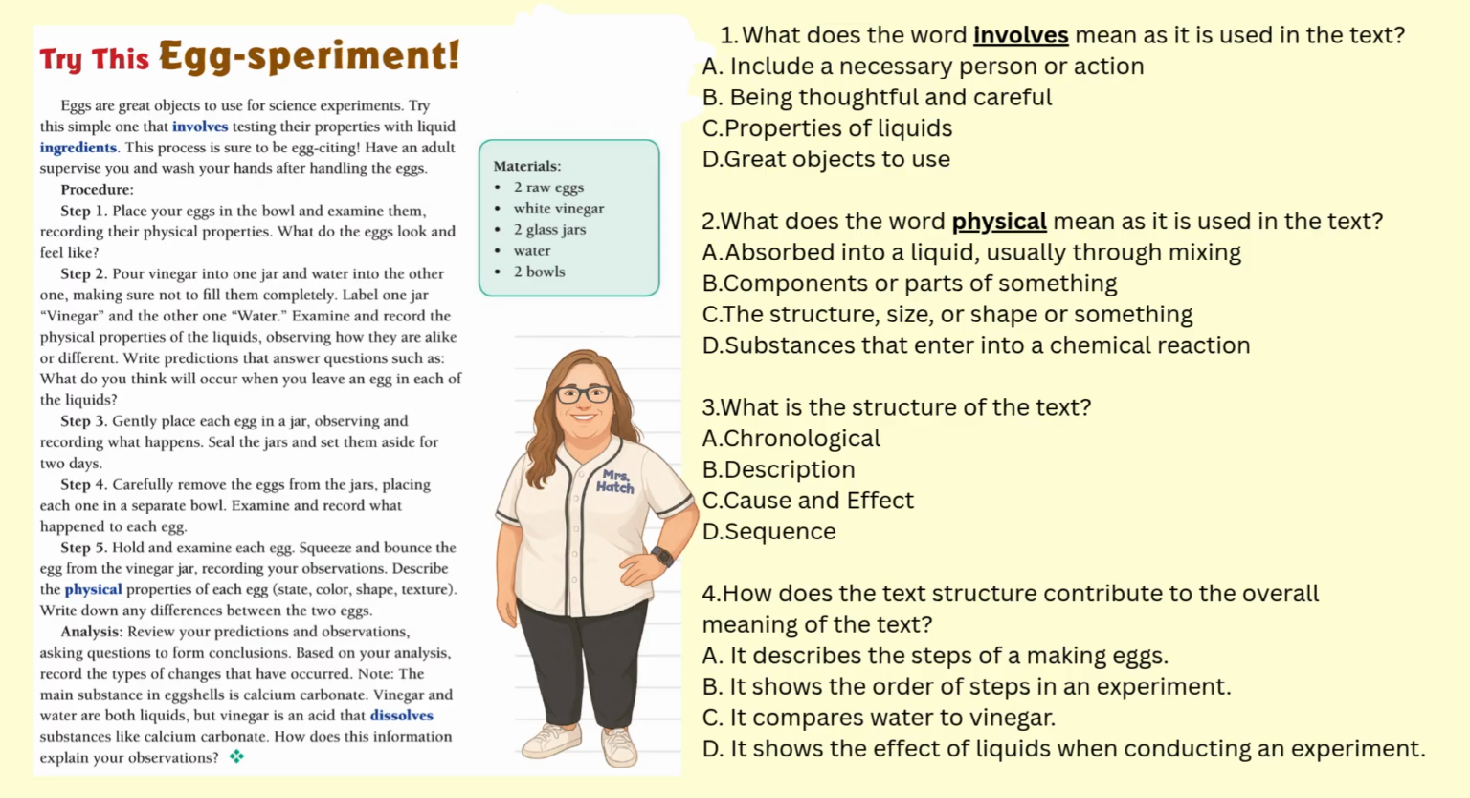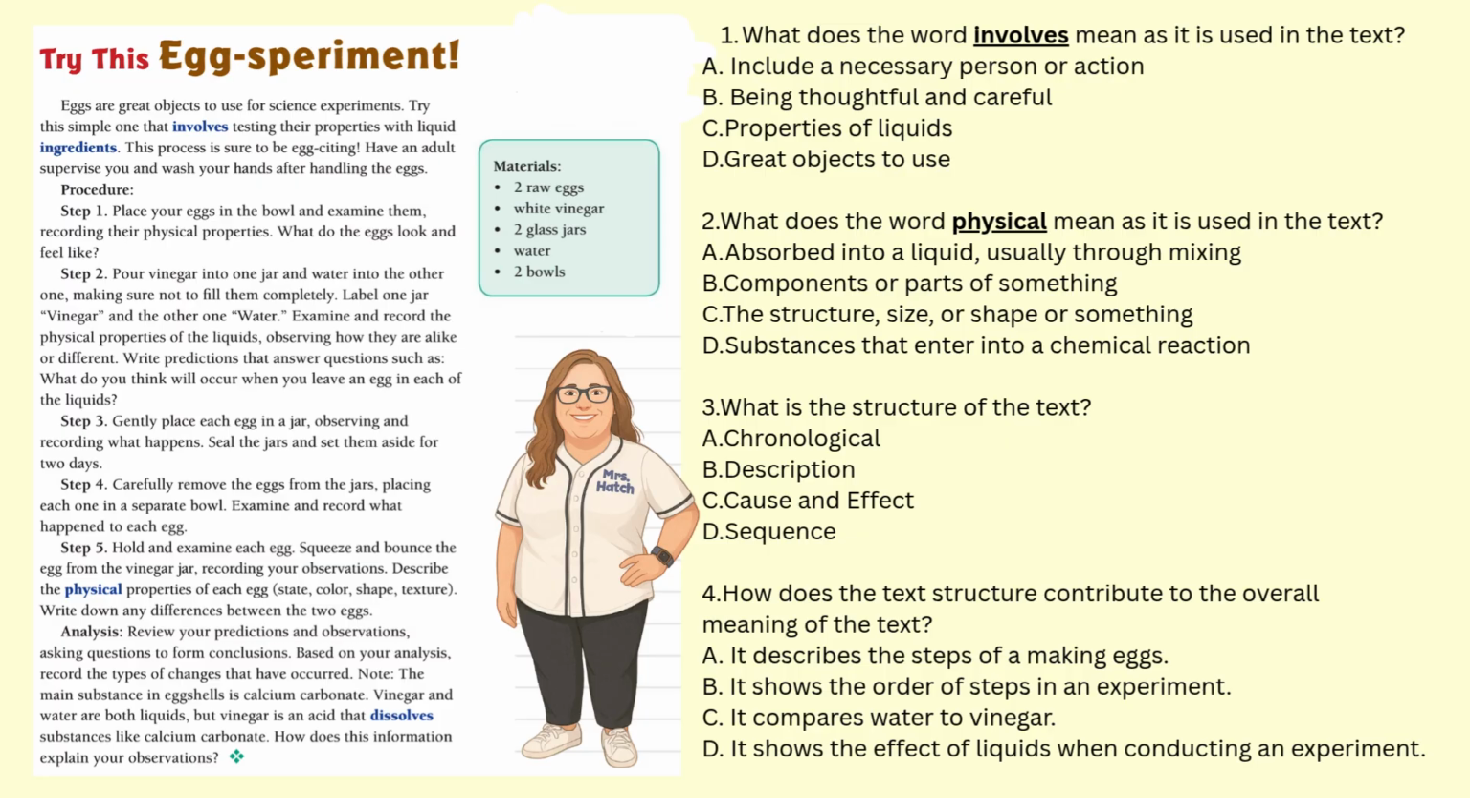Try this experiment. Eggs are great objects to use for science experiments. Try this simple one that involves testing their properties with liquid ingredients. This process is sure to be exciting. Have an adult supervise you and wash your hands after handling the eggs.